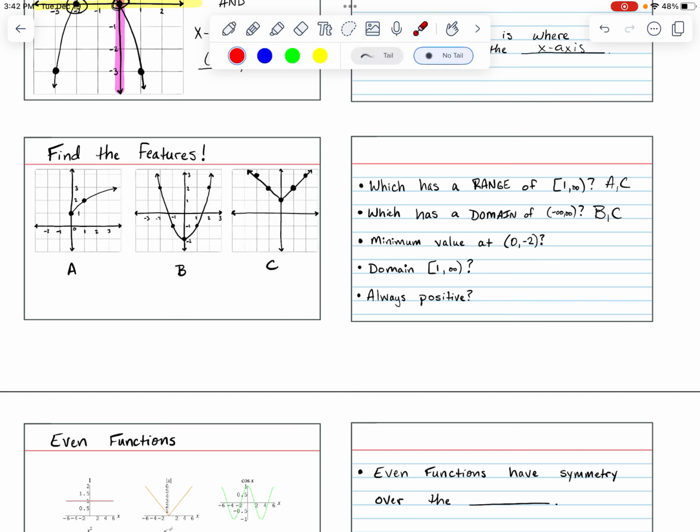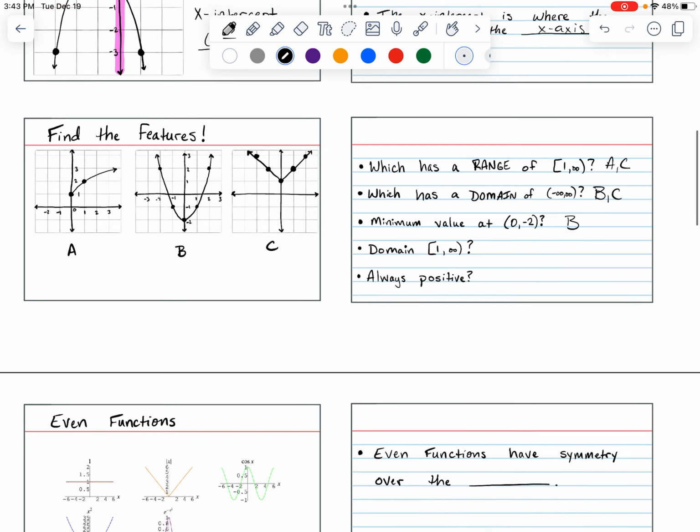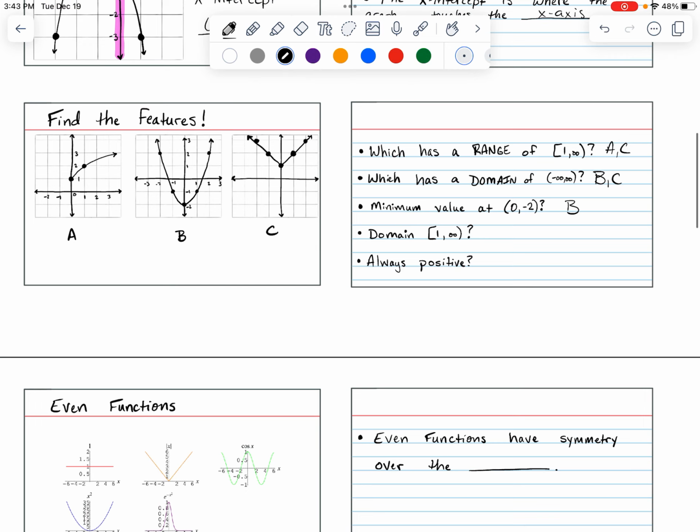Which one has a minimum value? Going from decreasing to increasing at the point 0, -2, this has a minimum value at 0, -2. But this one has a minimum value at 0, 1. So the only one that works here is B.